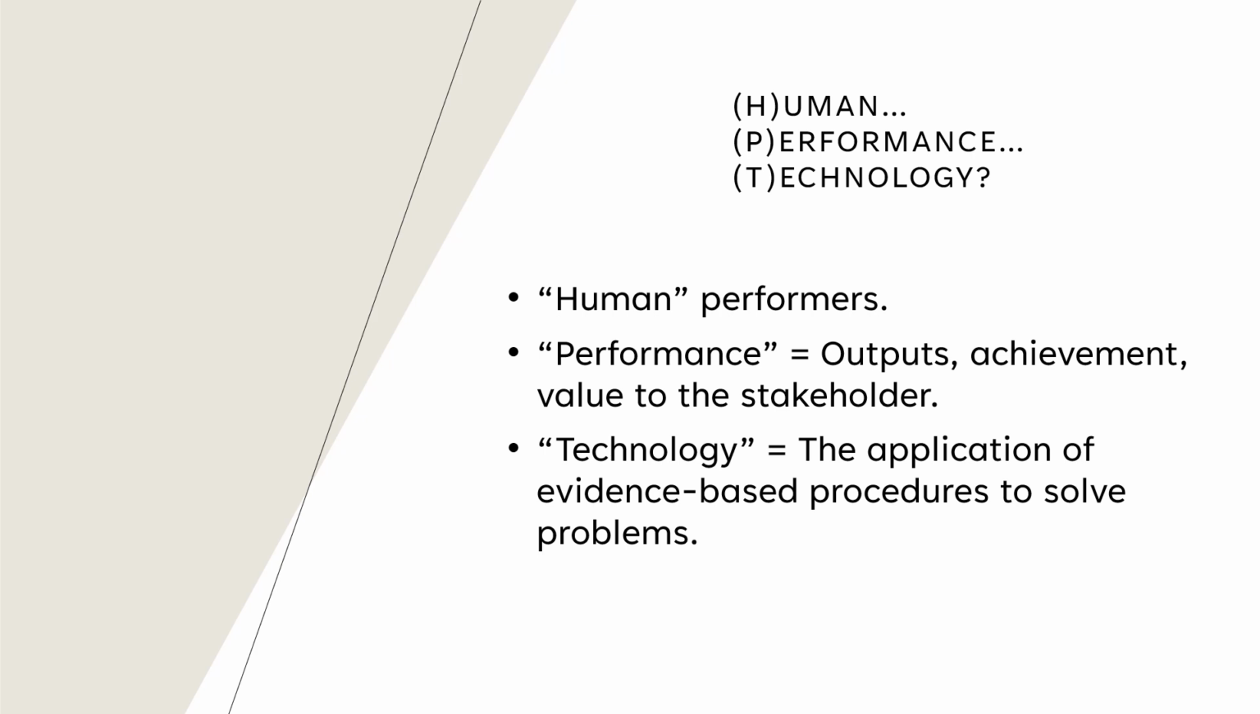In spite of this, much can be said about human performance technology. O'Driscoll commentates that HPT can be broken down into its three parts: human, referring to performers in an organizational setting; performance, referring to outputs, achievement, holding value to the stakeholder; and technology, or the application of evidence-based procedures to solve problems.